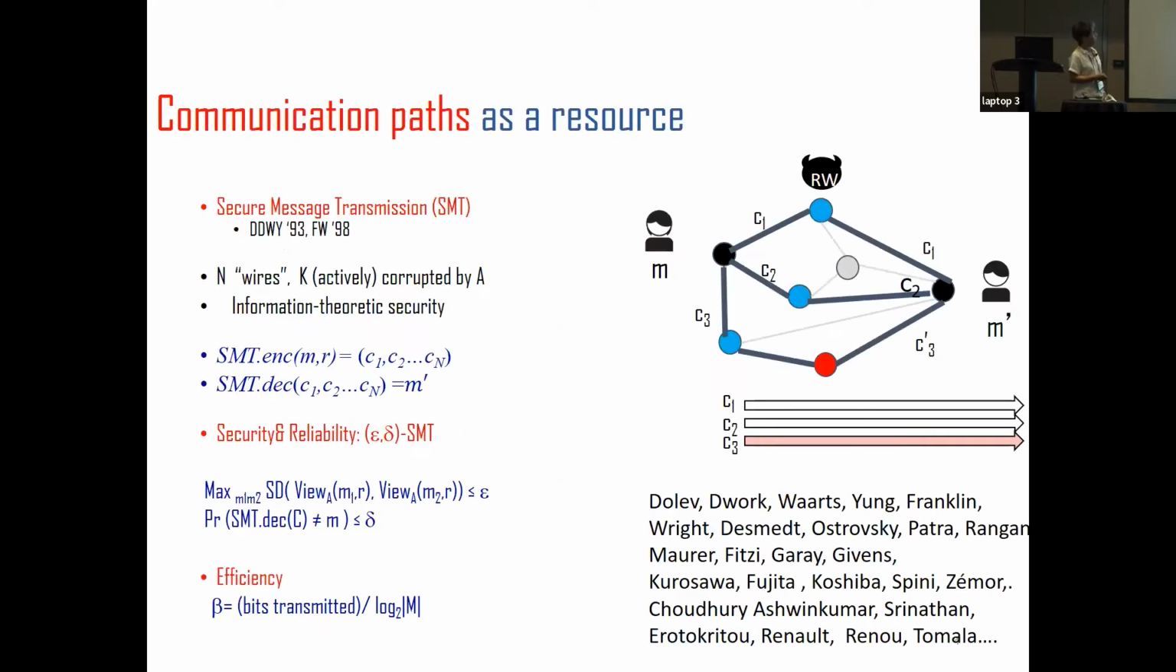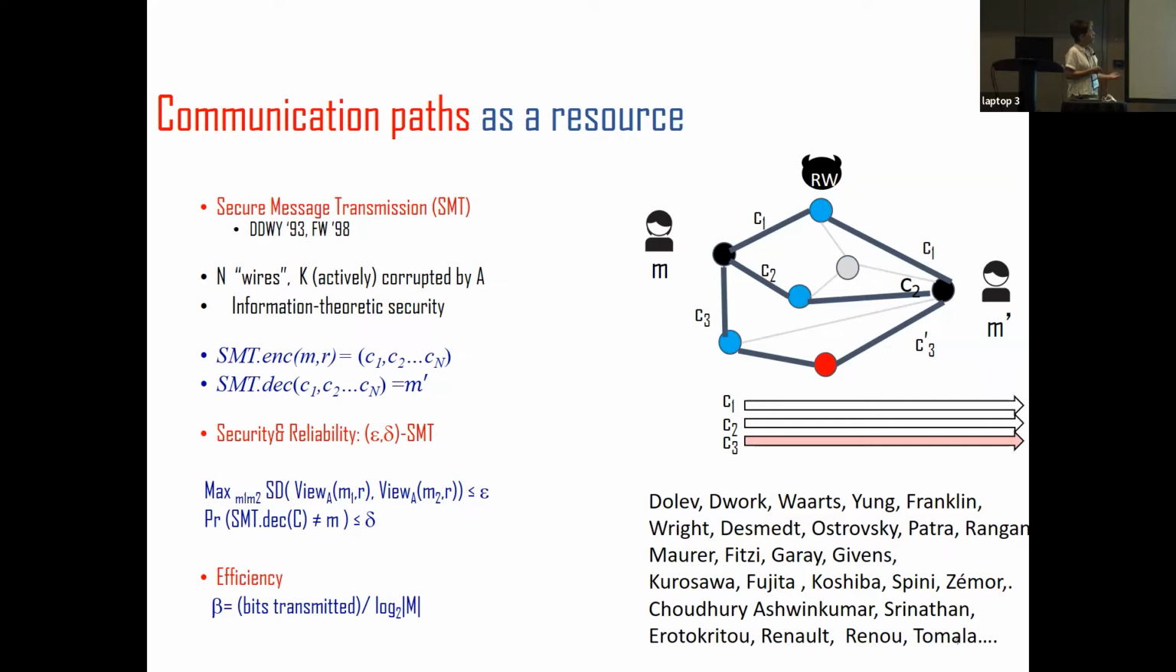Okay, so this is the model of secure message transmission. This was introduced by Dolev, Dwork, Waarts, and Yung in 93. This is the way that we model a network. A network which is partially corrupted by the adversary can be modeled as a set of node-disjoint paths between sender and receiver. We forget about all the details of the network and we say that there are 3 paths between Alice and Bob. That's the abstraction of the network.